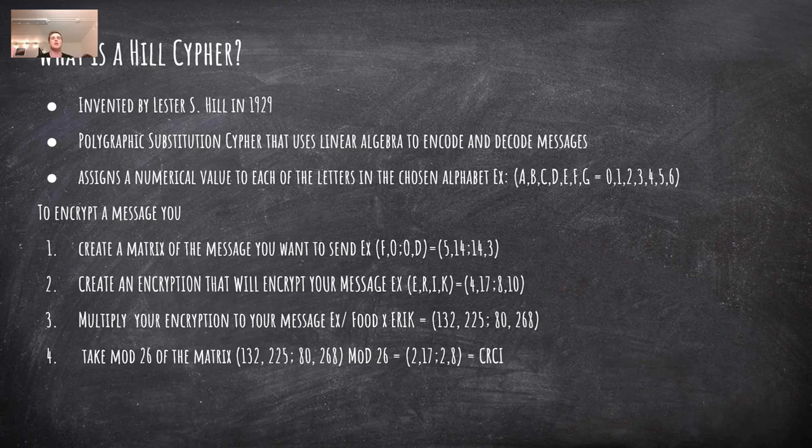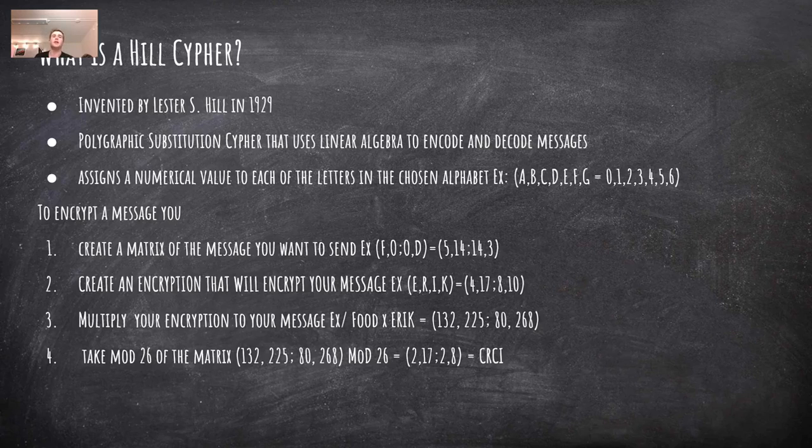What it does is assign a numerical value to each of the letters in the alphabet you choose. For example, A is equal to 0, B is equal to 1, C is equal to 3, and so on and so forth. To encrypt a message, you create a matrix of the message you want to send. An example being the word food. The first value in the 2x2 matrix is F, the second is O, the third is O, and the fourth is D, which equates to the 2x2 matrix of 5, 14, 14, and 3.